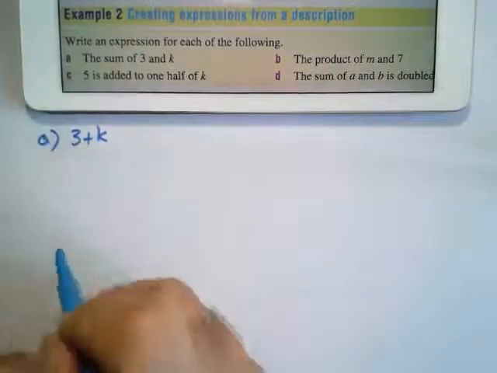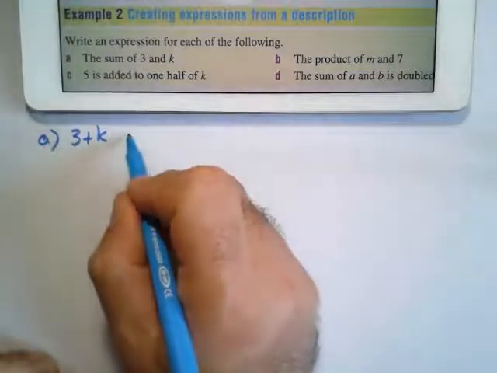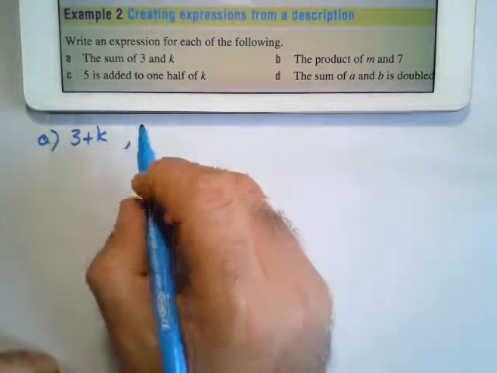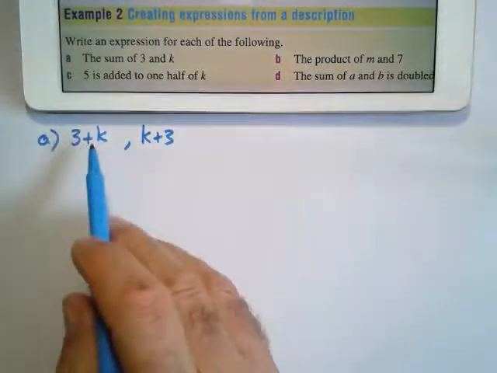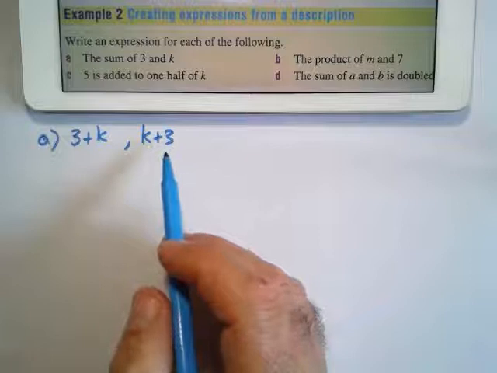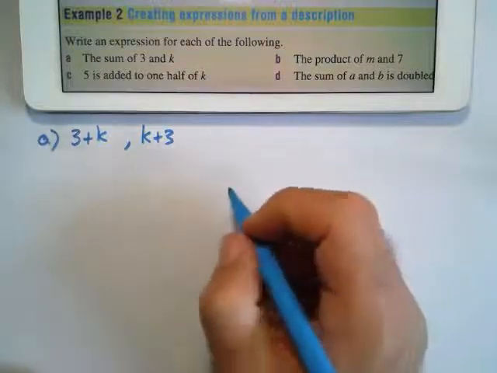That is A. And remember, that is the same. We might as well say that that is the sum of 3 and k. It's the same as k plus 3. It doesn't matter which way around it is. 1 plus 2 is the same as 2 plus 1. So any one of those answers would be fine.